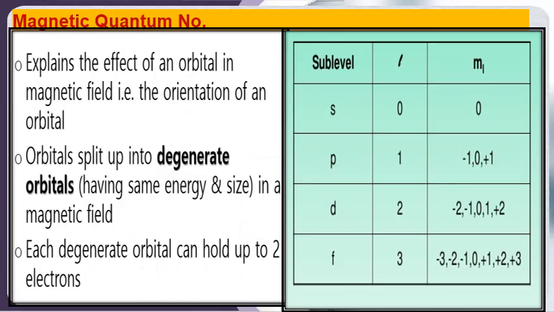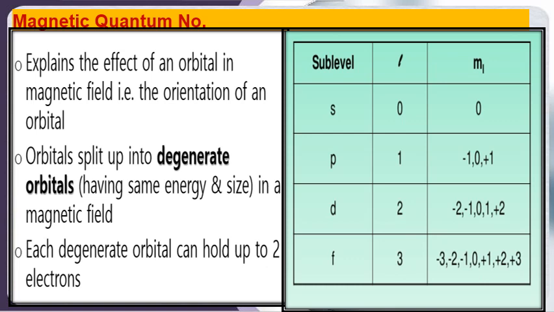Right? Now the next quantum number is the magnetic quantum number, which explains the effect of an orbital in the magnetic field, the orientation of an orbital. We say if the substance is placed under the influence of a magnetic field, what happens to it? These subshells further split up along the three Cartesian coordinates, that is x, y and z, which gives you the orientation of these orbitals in space.